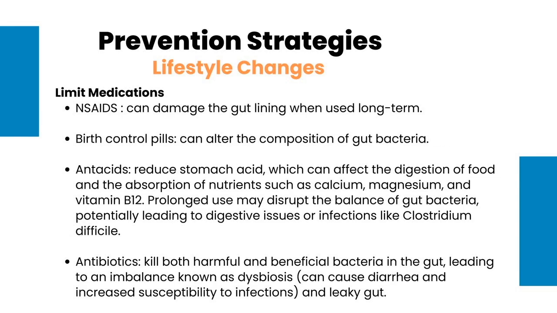Limiting medications, Motrin, Advil, Aleve. Birth control pills can actually alter the composition of your microflora. So if you're on birth control pills, I would recommend that you take a probiotic. Antacids just reduce stomach acid, which of course we need for digesting food. We need that to break down the food so our vitamin B12 can be released from the food and then be absorbed. And then antibiotics.